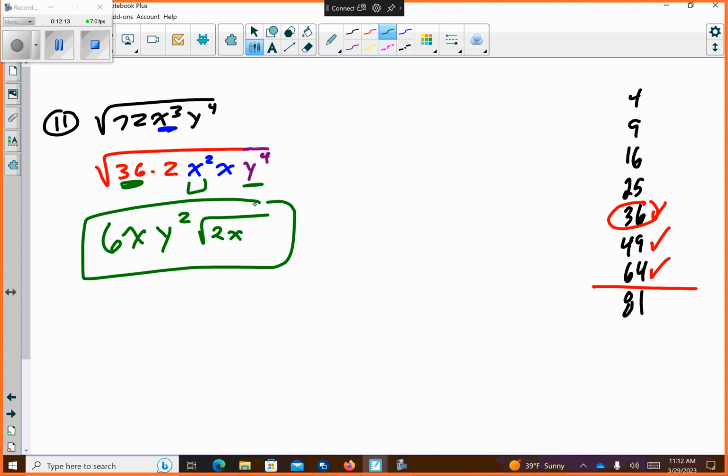No, there's no pi up there. So you just leave the 2 in there? Yeah, okay, because the 2 is not a perfect square.